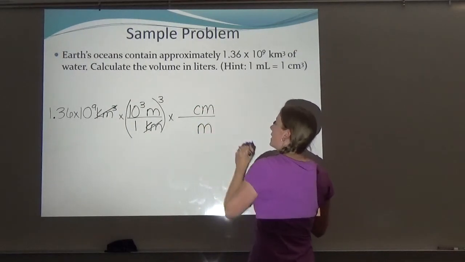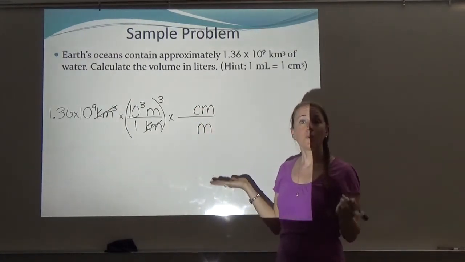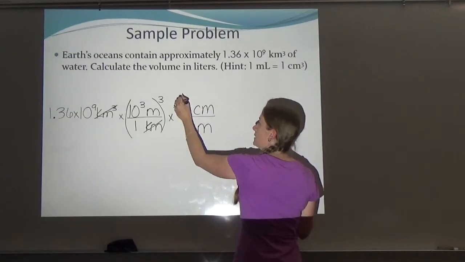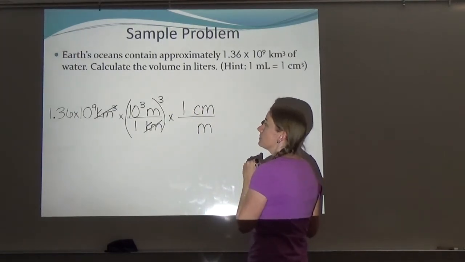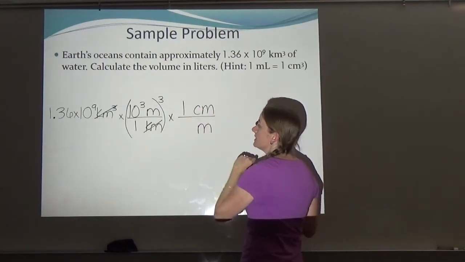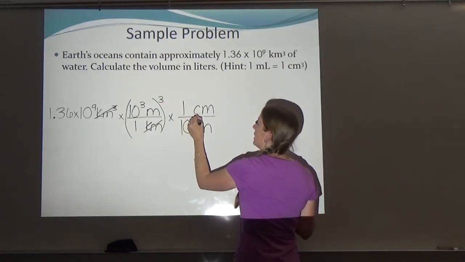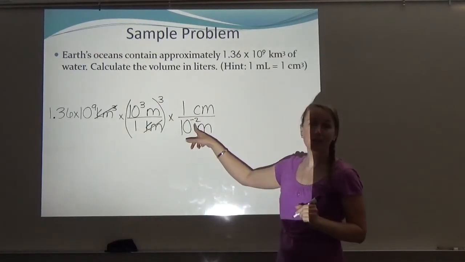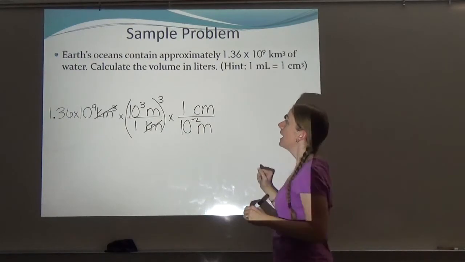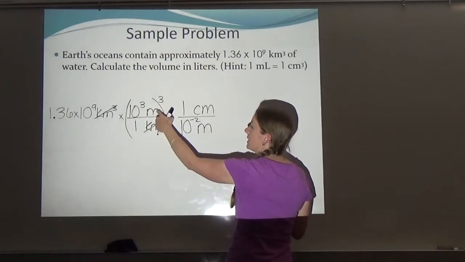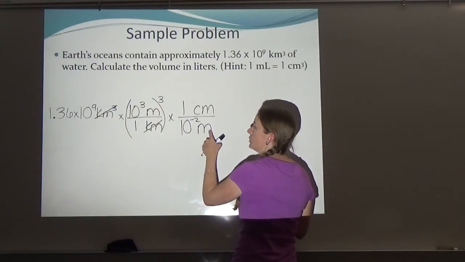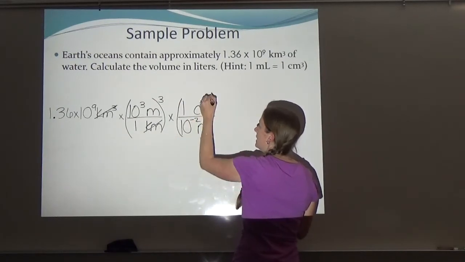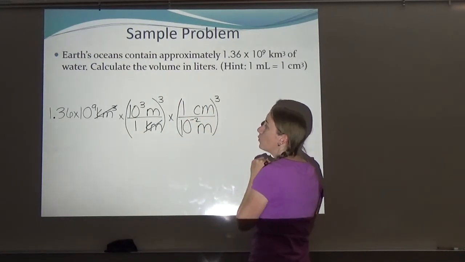So centimeters on top. Remember, it's one prefix unit. Centimeters has the prefix centi. So 1 centimeter is 10 to the negative 2 meters, and again, I'm pulling that from your SI prefixes sheet. However, I'm trying to cancel out a meters cubed with just a meter, so again, I'm going to cube the whole thing.